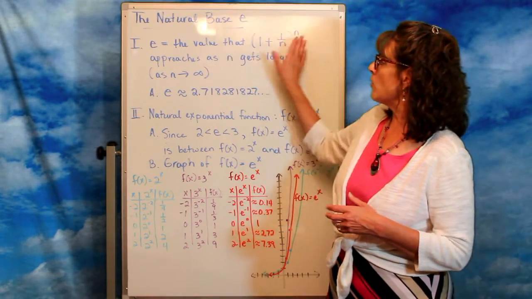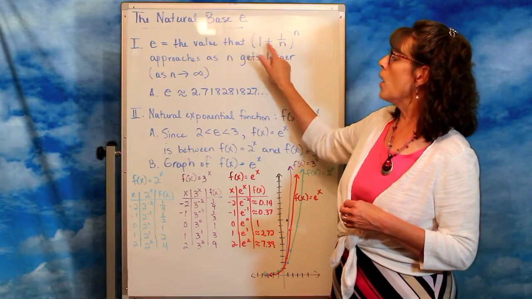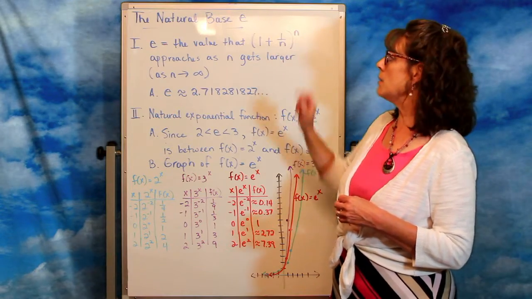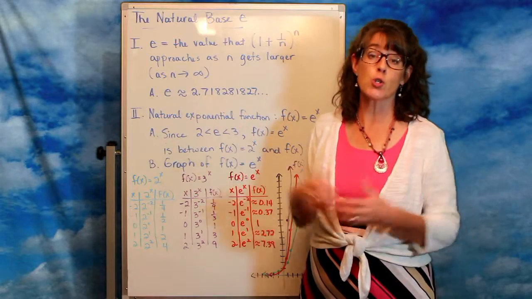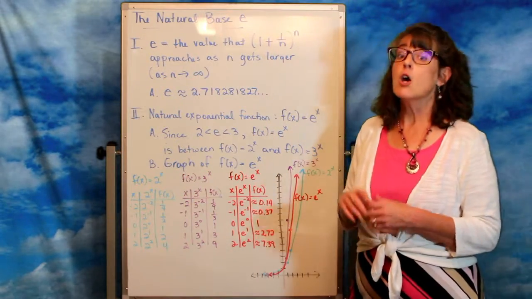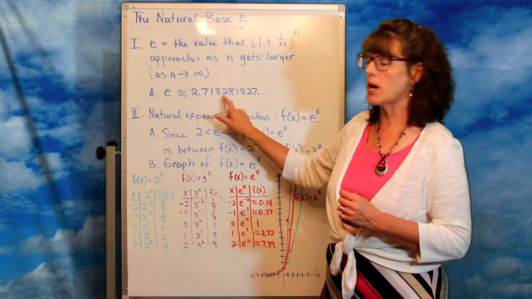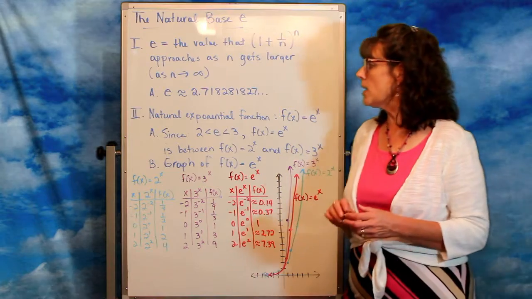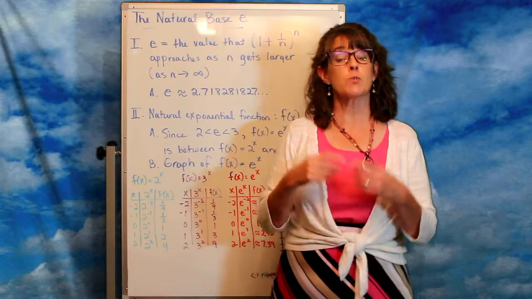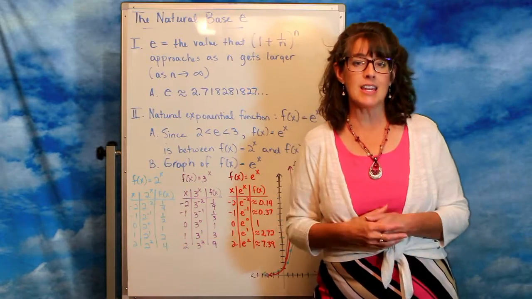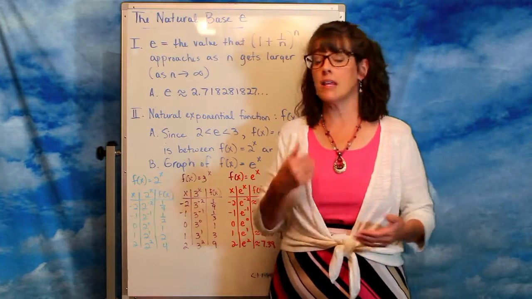e is the value that you get when you take the expression 1 plus 1 over n, to the n power, and your n gets larger and larger and larger. In other words, as n approaches infinity, the value of this expression approaches this number right here, 2.718281827, and goes on forever and ever. It never repeats and it never ends, which makes it what type of number? Yes, an irrational number. So e is one of those irrationals, like pi, like square root of 2, like square root of 3.